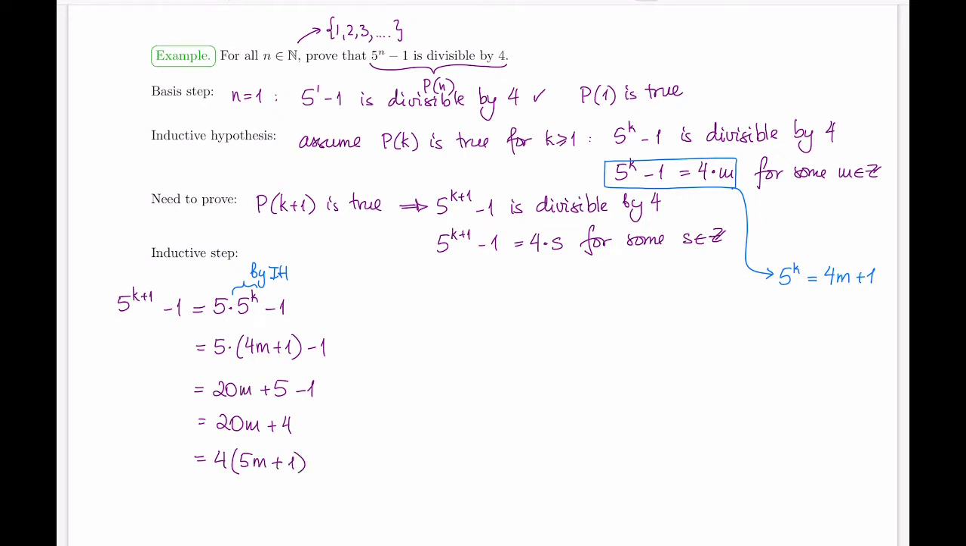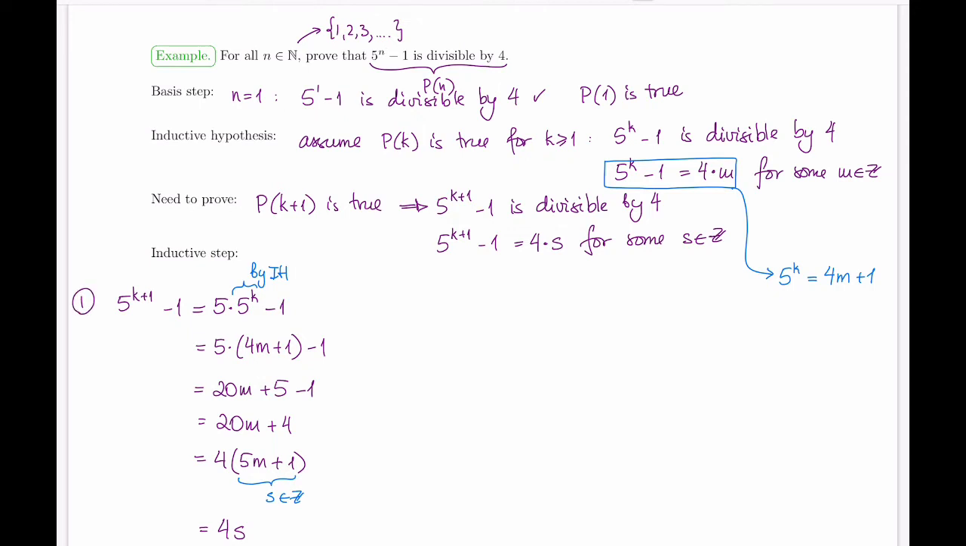Now, remember that m is an integer. If I take an integer and I multiply it by 5, it's still going to be an integer. And if I add 1 to it, it's still going to be an integer. So what I can do at this step is just rename it into s, which will be an integer. And so overall, here I have 4s. And I'm done. I have started with the expression 5 to power k plus 1 minus 1, and I ended with a multiple of 4. We're good to go here. This is one way of approaching this proof.